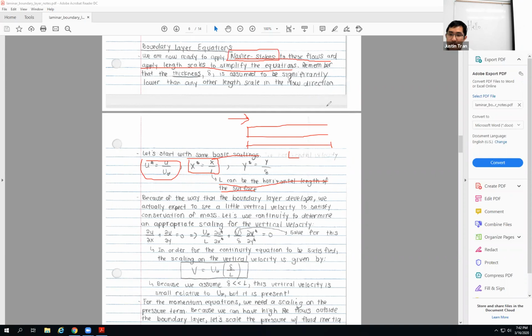And then finally, we have Y. We just spent a good half an hour talking about a scaling for Y. One way that we can scale the Y coordinate is by the thickness. It doesn't matter what thickness we use; we can use any of the ones that we talked about. So I'm just going to leave this as a generic delta. This delta right here is the thickness of the boundary, where you can use any definition that you want. They're all going to work because they're all really small.